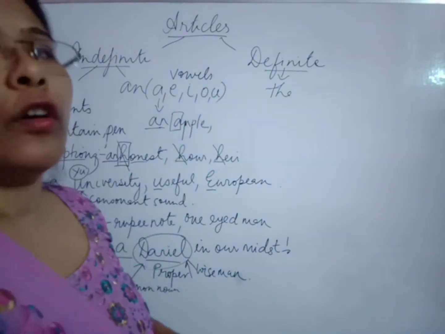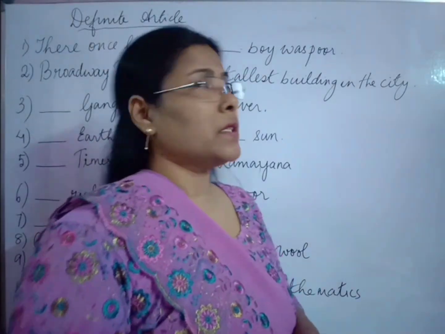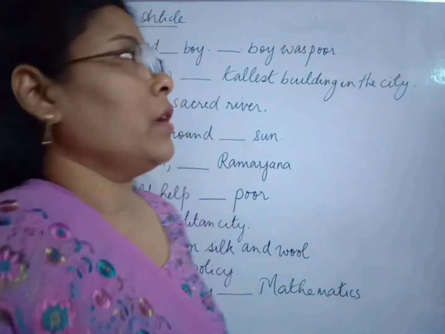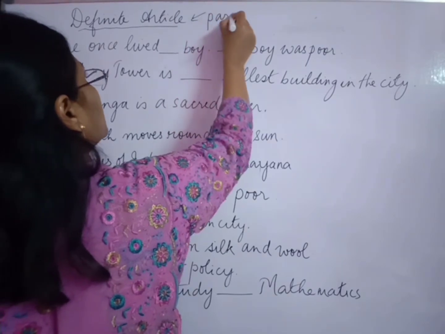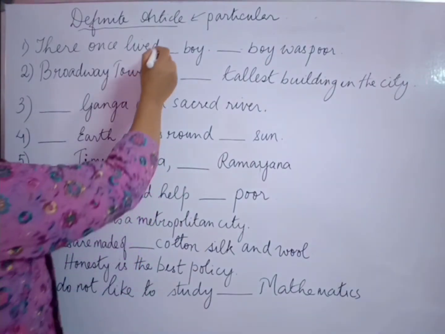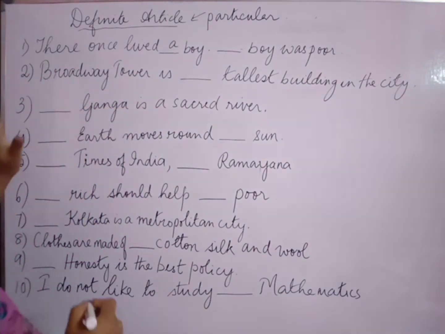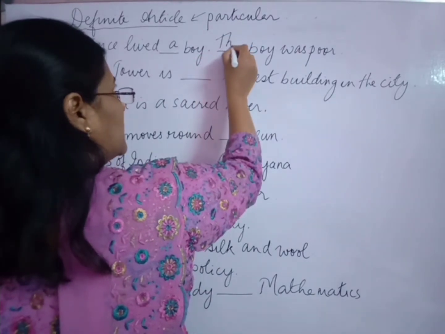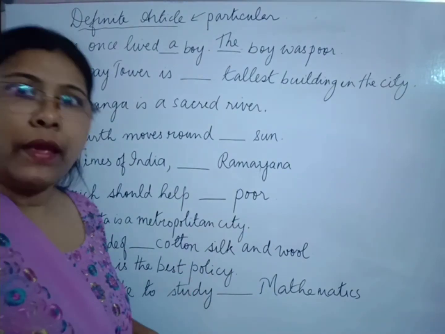Now next we will move on to the definite article. A definite article, as I have said, refers to a particular or specific person or thing we have already talked about or already know about. There once lived a boy. We put a here because it's not specified which boy we are talking about. But in the second sentence, we will put the, because the boy we are talking about is already mentioned.